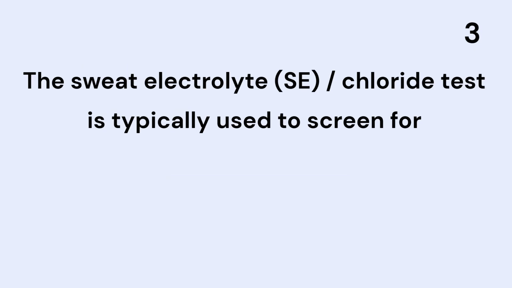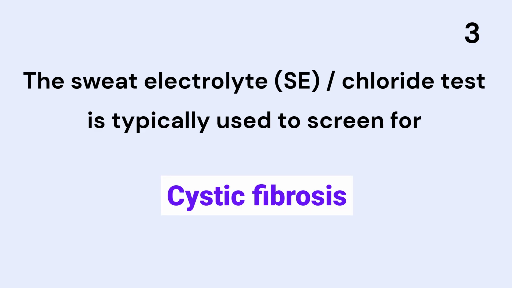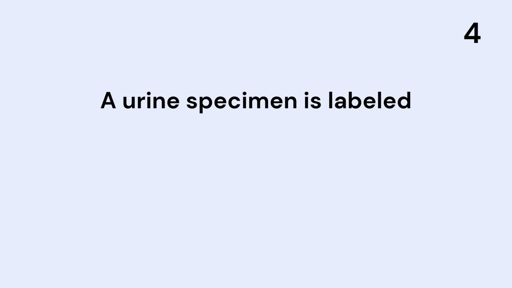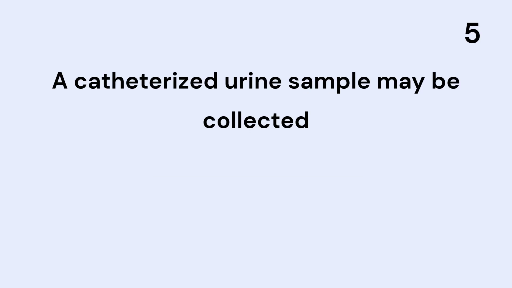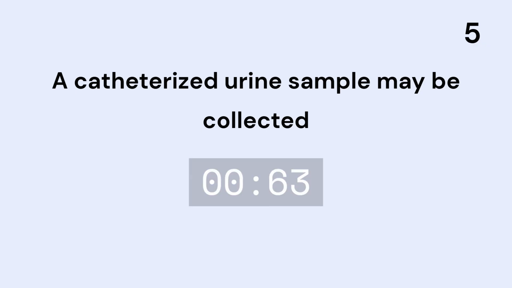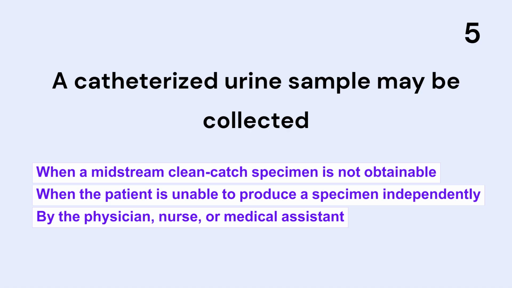The sweat electrolytes or chloride test is typically used to screen for cystic fibrosis. Number 4. A urine specimen is labeled after collection. 5. A catheterized urine sample may be collected when a midstream clean catch specimen is not obtainable, when the patient is unable to produce a specimen independently, by the physician, nurse, or medical assistant.